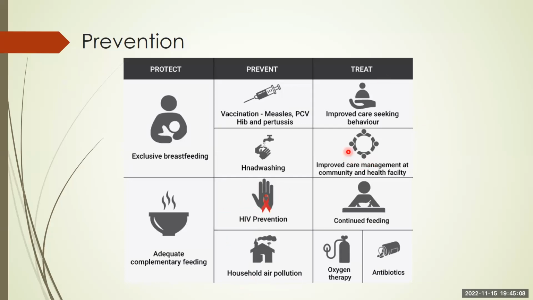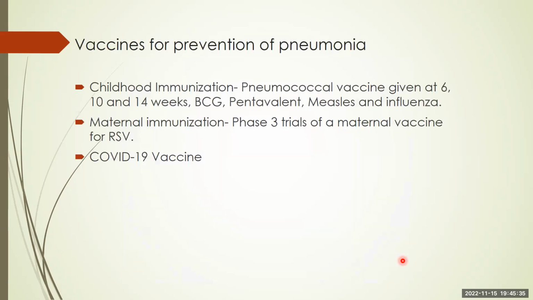Under treatment, improved healthcare seeking behaviors, improved care management at community and health facilities, continued feeding, and if a child comes to you who has pneumonia, you should treat by giving oxygen and antibiotics. And antibiotics to prevent the pneumonia getting complicated, resulting in morbidity and mortality.